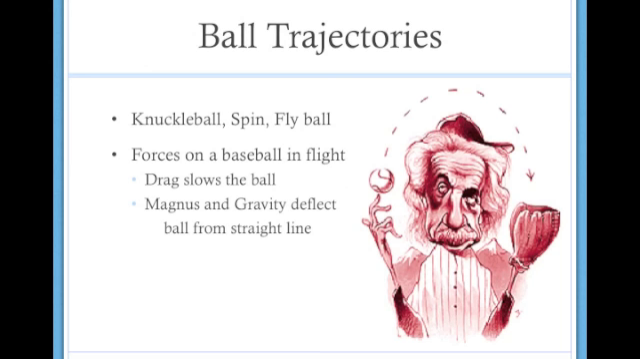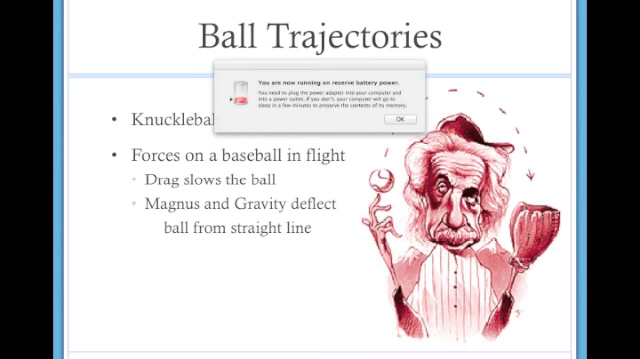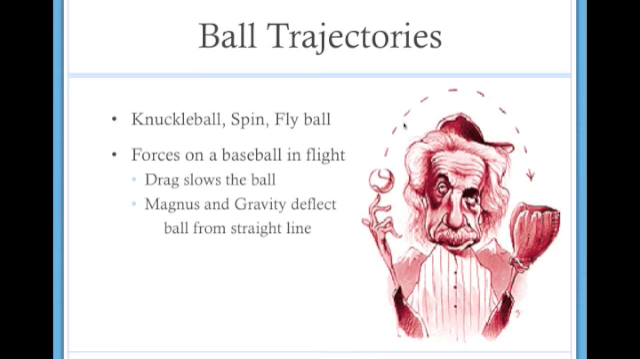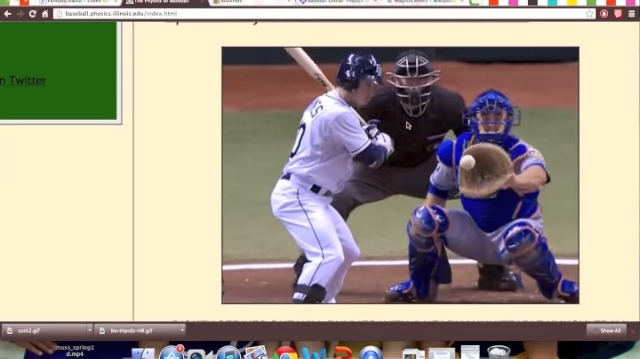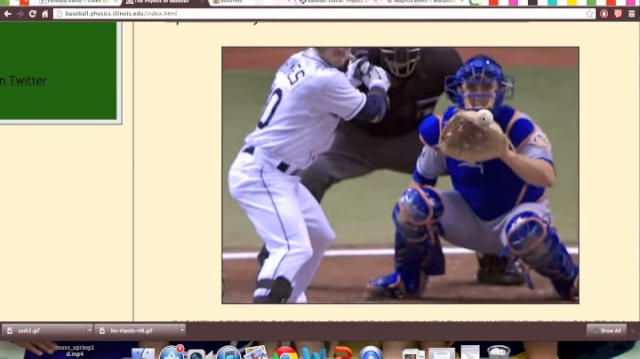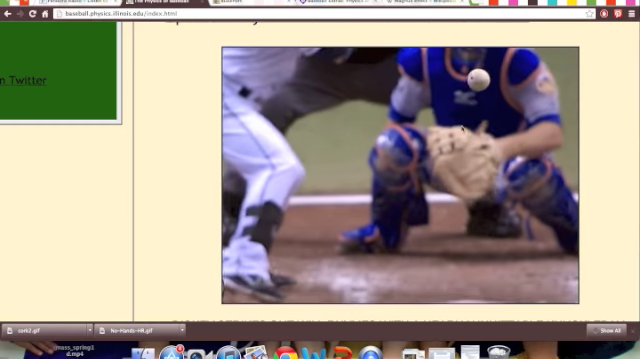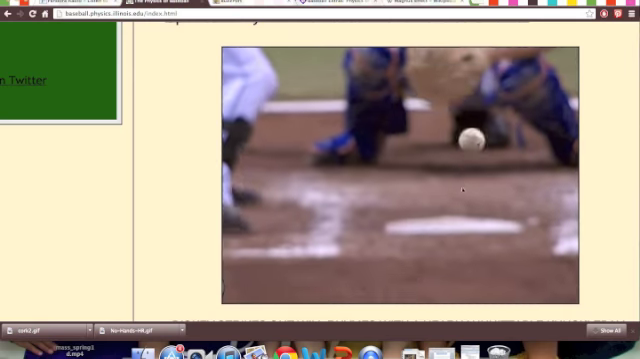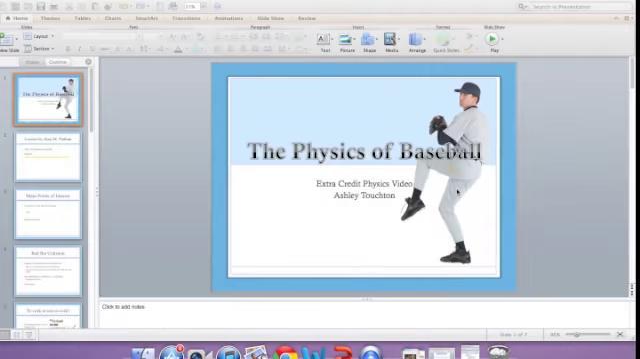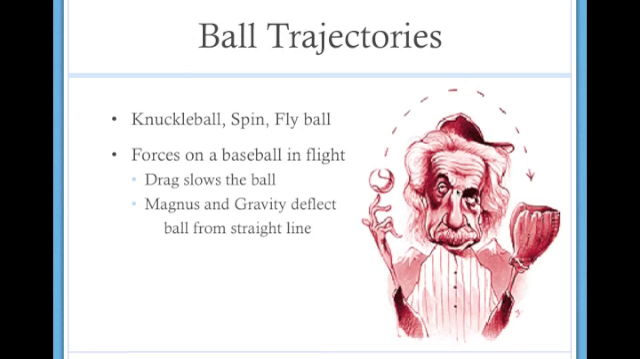Further, I was really interested in the ball trajectories and how I had never considered that the way a person throws a knuckleball or a spin ball or a fly ball really affects its path. And you can see this here, this spin ball, and how you can really watch its trajectory and the way it moves and the way it spins and how no one can really tell where it's going to go.